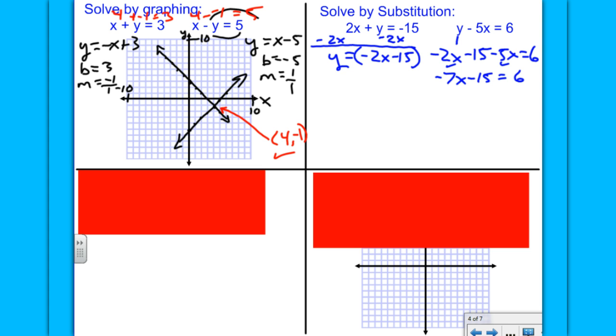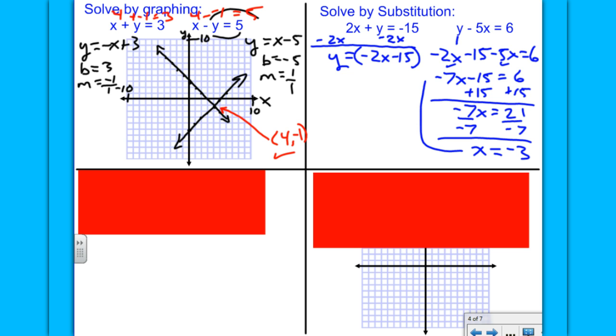And now, what do we do? Add 15. And we have negative 7x equals 21. And now what do we do? Divide by negative 7. And so what does x equal? Negative 3. And now if we take this back up and substitute it into the revised equation where y is isolated, then y will just pop right out. And remember, the ultimate answer is an ordered pair. Okay? So let's do that.